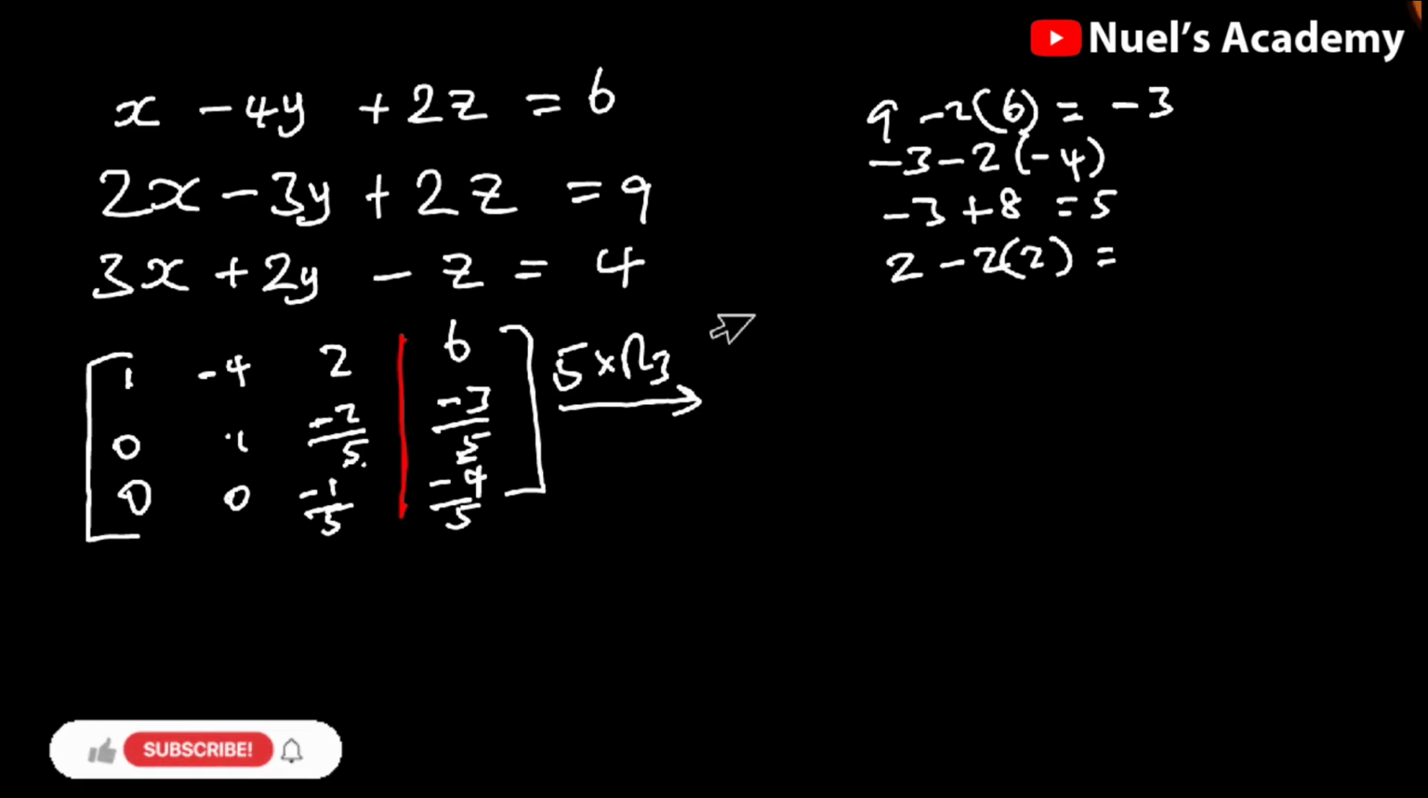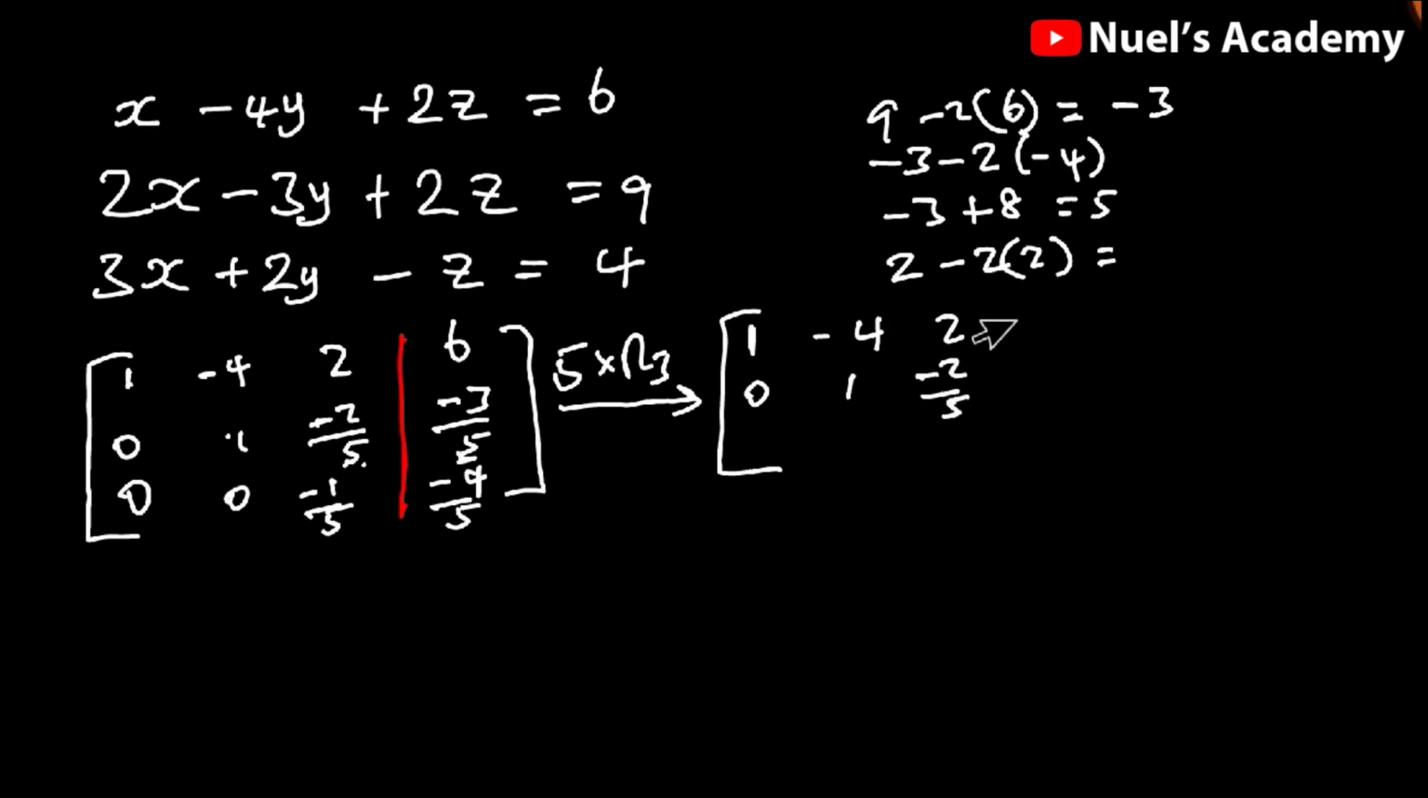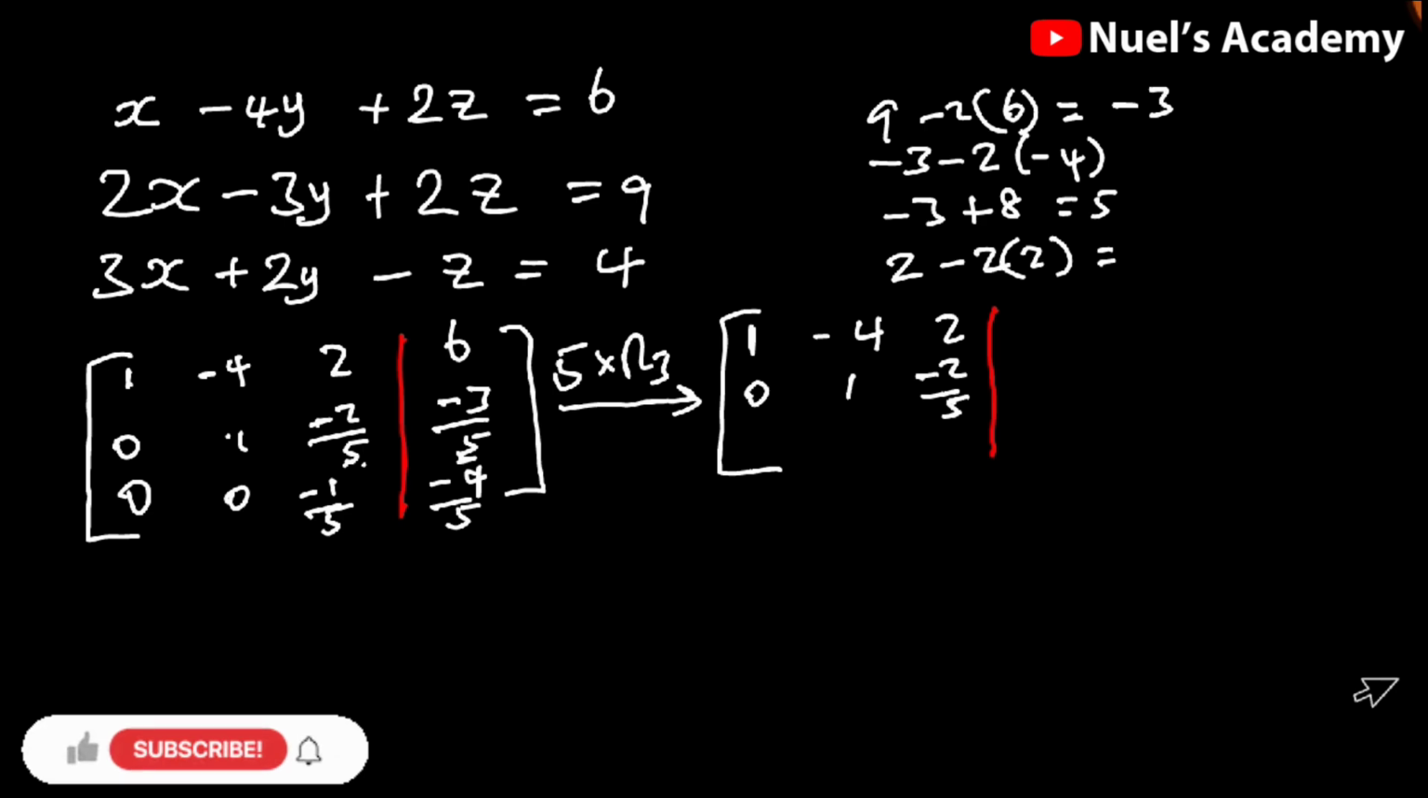Alright, so when we do that, our row 1 and row 2 did not change. So let me just write them. We have 1, negative 4 and 2. I have 0, 1 and negative 2 over 5. Then we have 6 and negative 3 over 5. We have 0 here, then this one will be 0. Then 5 times negative 1 over 5 will be equals to negative 1. And then 5 times negative 4 over 5 is going to be equals to negative 4.